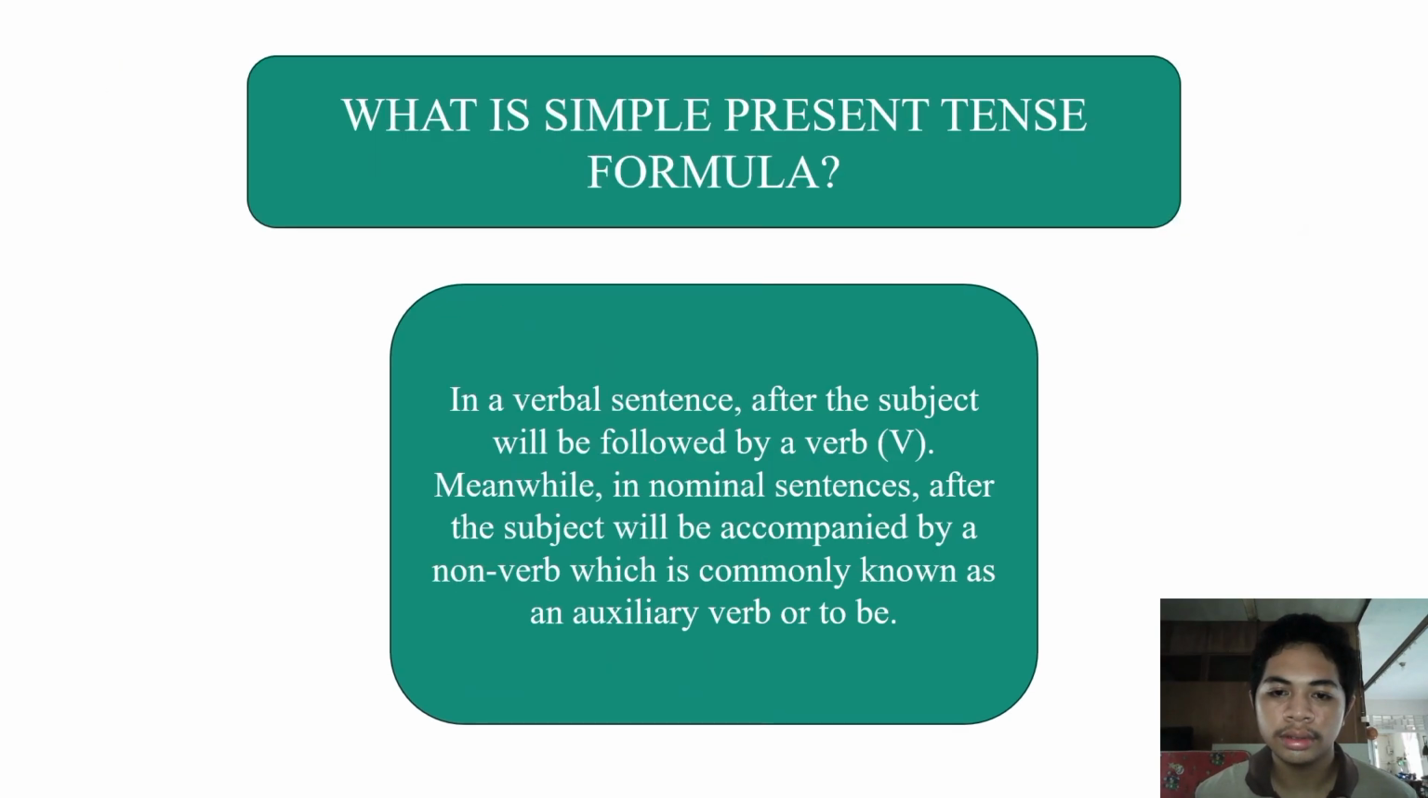What is the simple present tense formula? In a verbal sentence, the subject will be followed by a verb. Meanwhile, in a nominal sentence, the subject will be accompanied by a non-verb, which is commonly known as an auxiliary verb or to be.